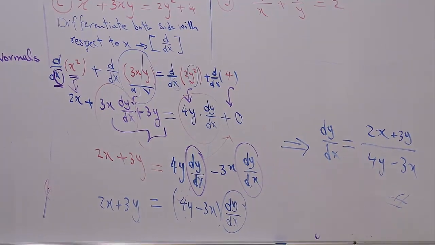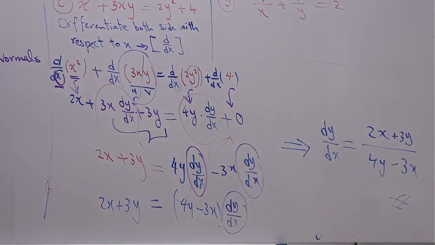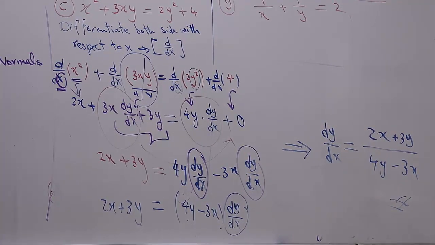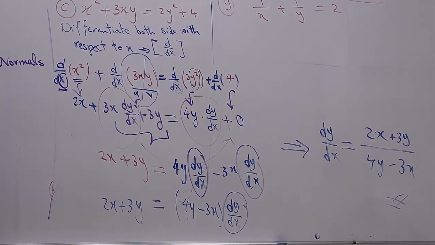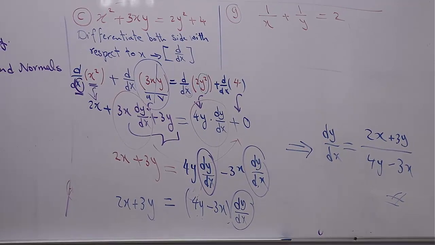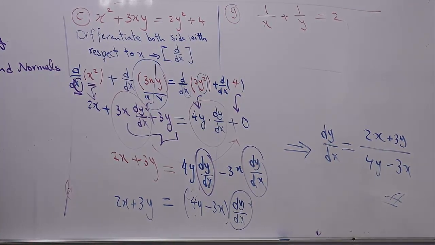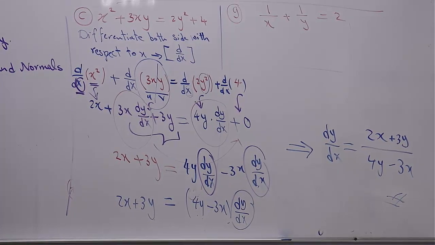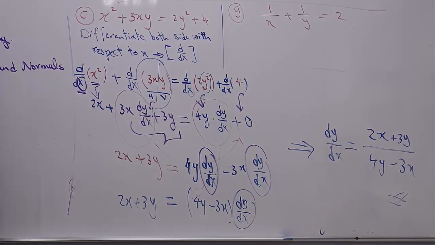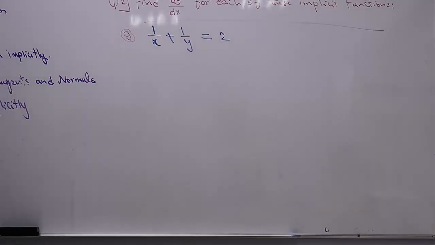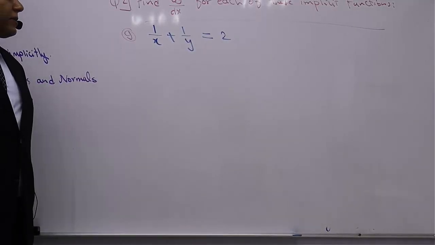So every time you have to pay attention to that, when you differentiate implicit functions. If you differentiate x with respect to x, we have normal differentiation. If you differentiate y with respect to x, differentiate it normally, then multiply the derivative by dy over dx. Let's try another example.